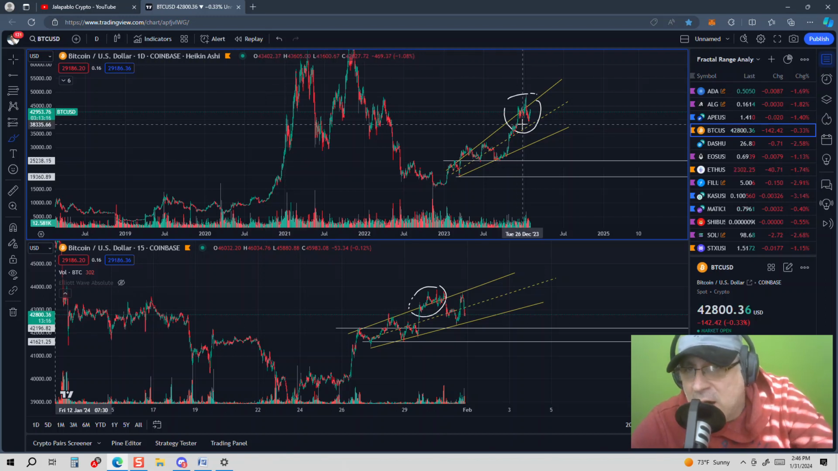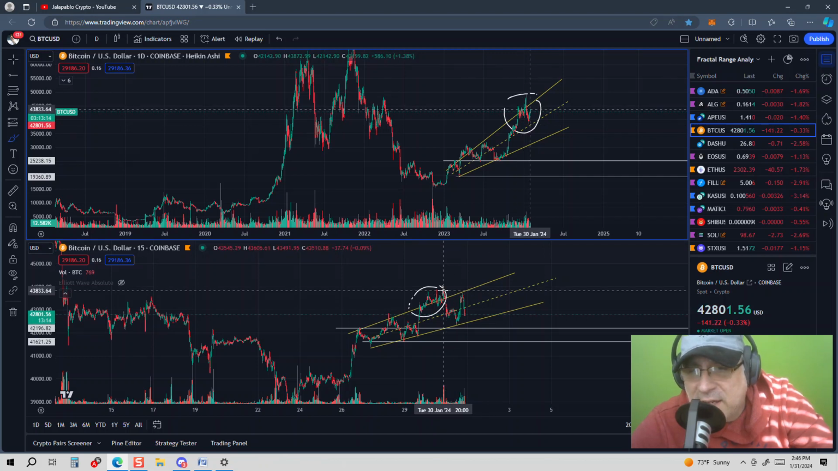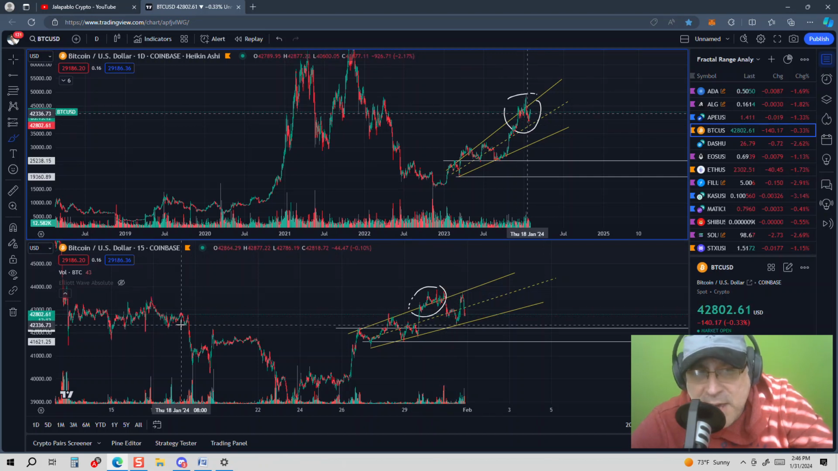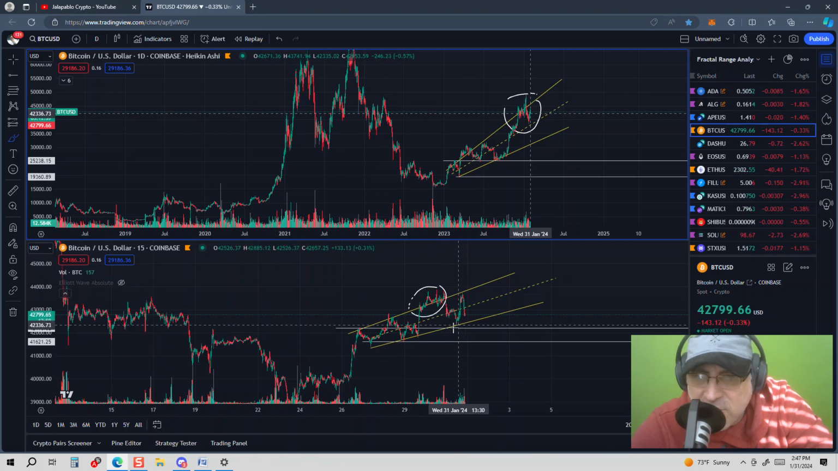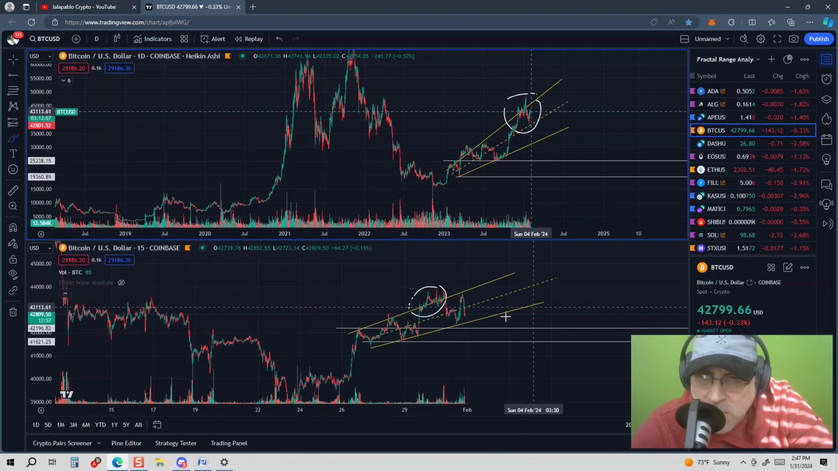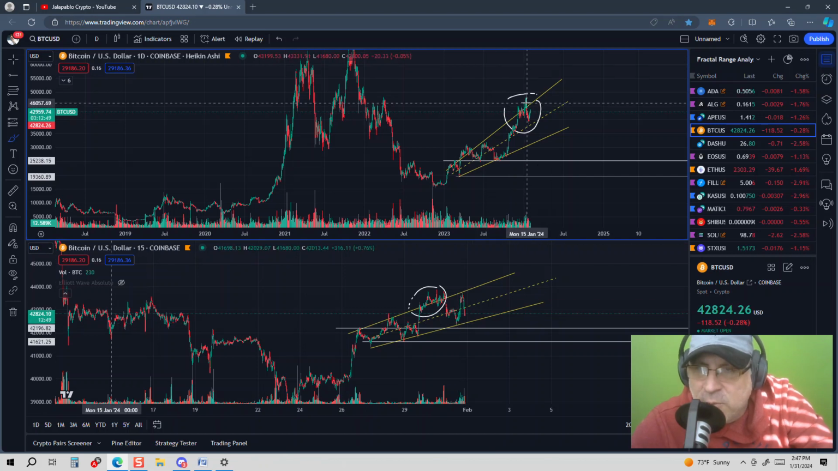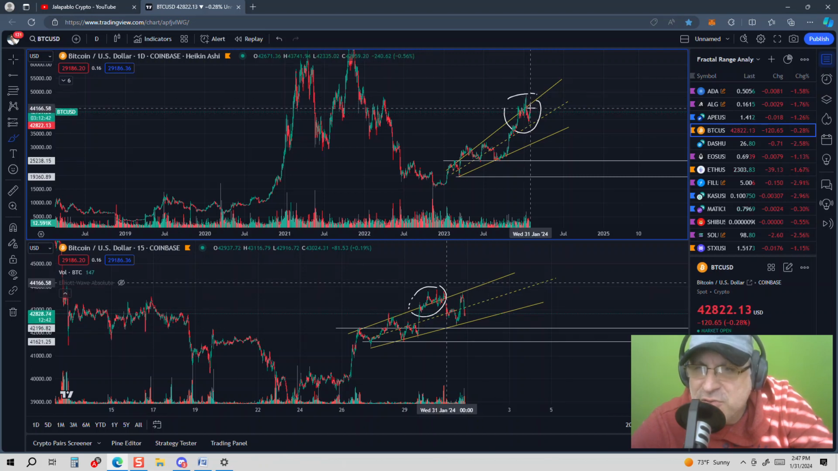So I wanted to talk a little bit today about the micro format here. I circled this area. This is where we were yesterday, and sure enough, we marked down to the micro. Now this is the micro wedge. We'll call this the micro wedge, and we'll call this the macro wedge. And now in the micro wedge, we marked back down to the wedge support. We'll call this the micro trend support. We marked all the way down to the micro trend support, and we see here on the macro that we didn't really move that much.